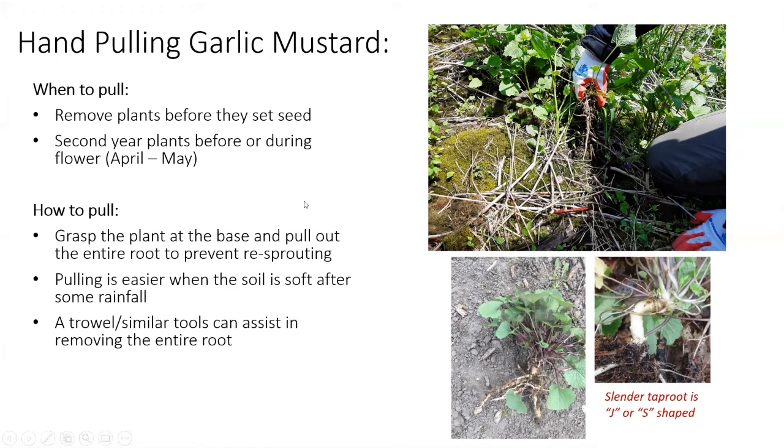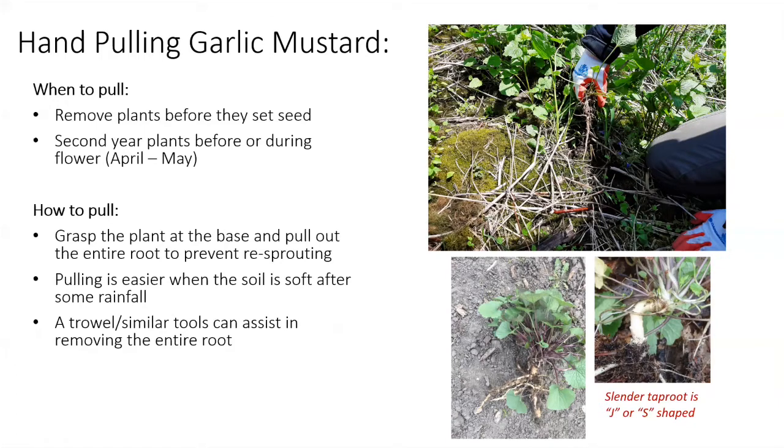The best time to pull garlic mustard is before they've set seeds, so during or before flower, and to focus more on the second year plants, so around April to May is the best time. You want to focus on second year plants as your goal is to deplete the seed bank, and it tends to be easier to pull the second year plants.